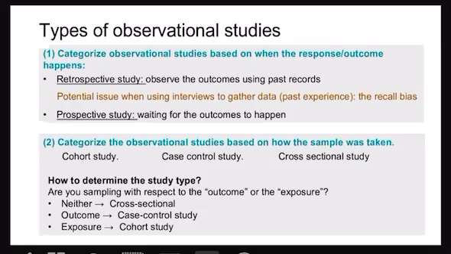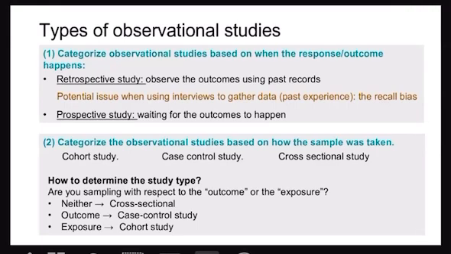Now, another category of types of observational studies is when we consider the way we sample. The way the sample was taken actually matters. So if we want to take into consideration the way the sample was taken, we're going to consider what we call cohort, case control study and cross-sectional study. And of course, I'm going to explain them one after the other.